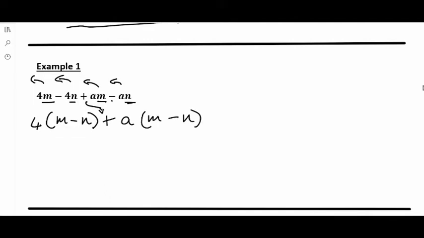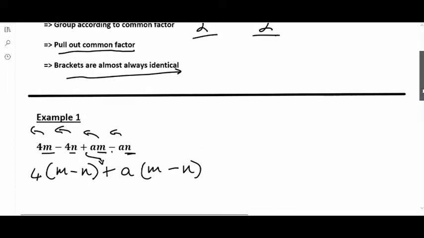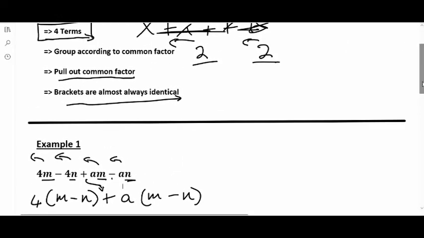Remember, four terms, group according to common factor. This was nice because they were already grouped according to the common factor, but sometimes you have to take that side and this side, and that's how you get your two, two. Two terms, pull out a common factor on this side. We had a 4 that we pulled out on that side and a 4 on that side, and a's and a's. Brackets are almost always identical.